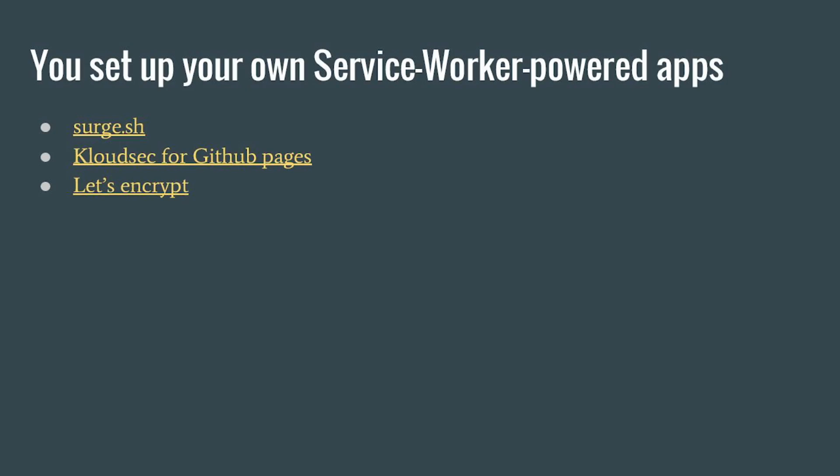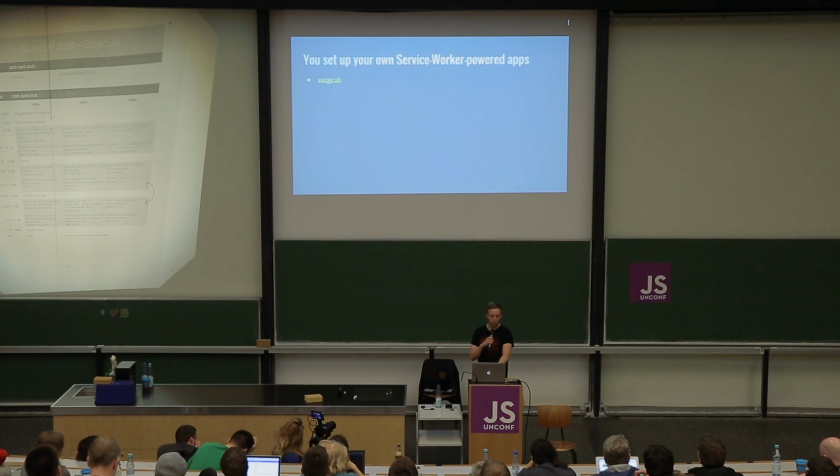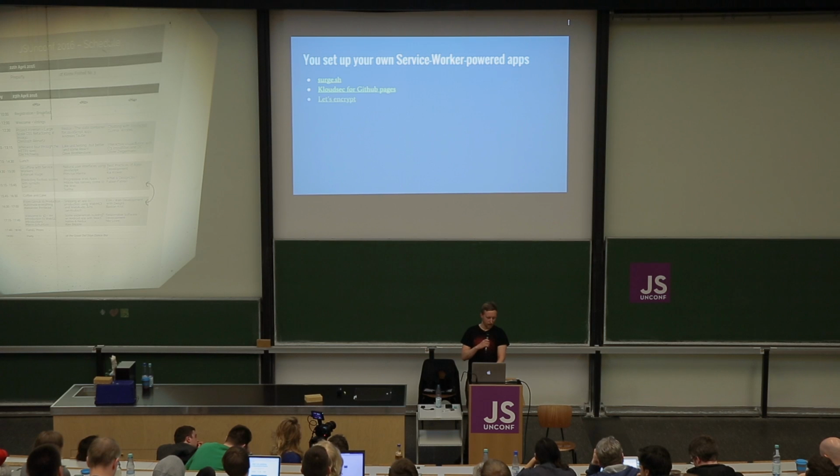Yeah, and finally, if you have your own web app boosted with service workers, you might need a service with HTTPS. I can recommend surge.sh. I put my demos up there. You get a subdomain and can force HTTPS. Or you want to use CloudFlare for your GitHub pages with a custom domain. Or finally, Let's Encrypt, so the latest solution for bringing HTTPS to the masses.